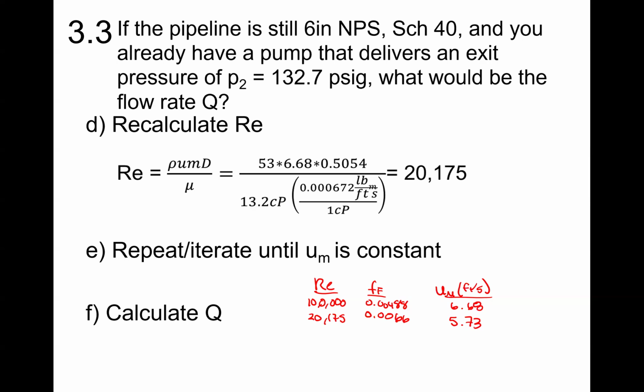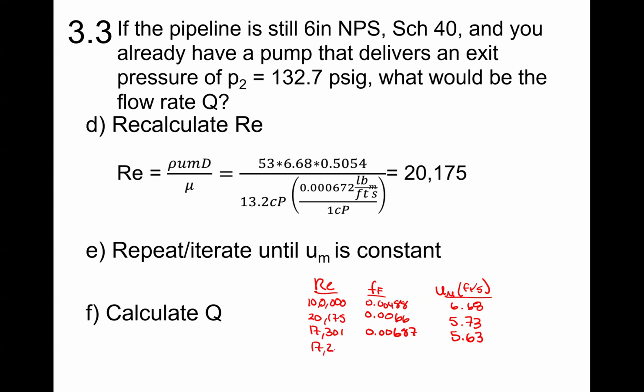With that 5.73, we can calculate a new Reynolds number, 17,301, which gives a slightly higher friction factor and a value of 5.63. And at that point, you see that the velocity is not changing that much. That difference between those two is about 5%. So let's do it one more time.